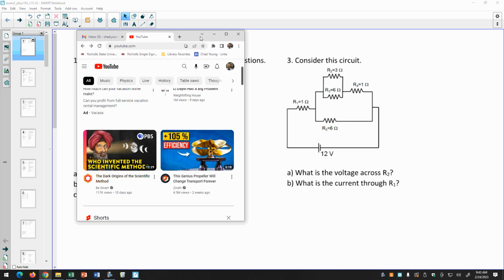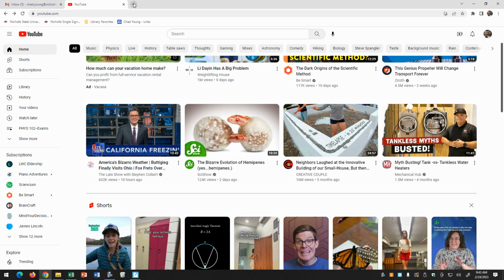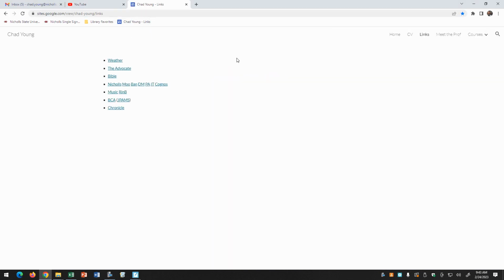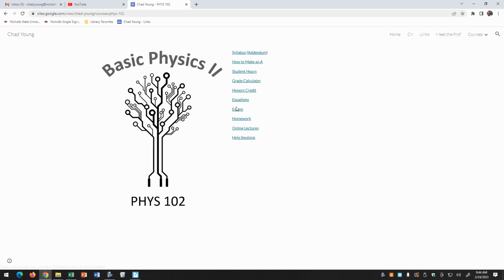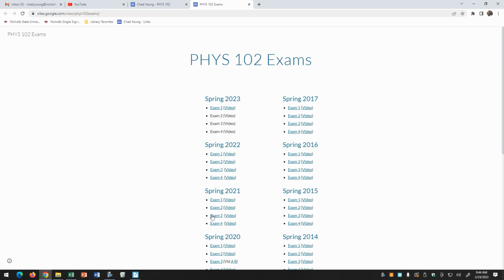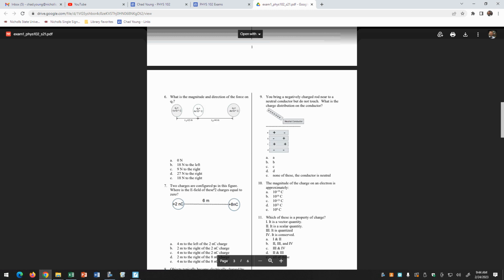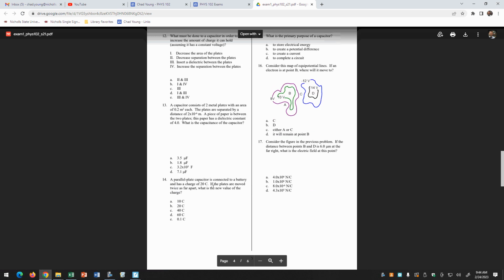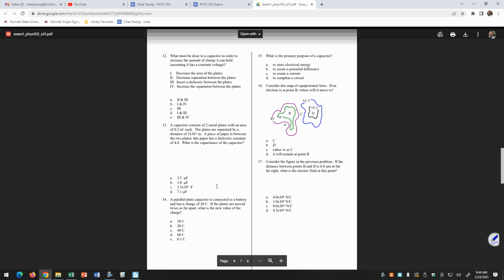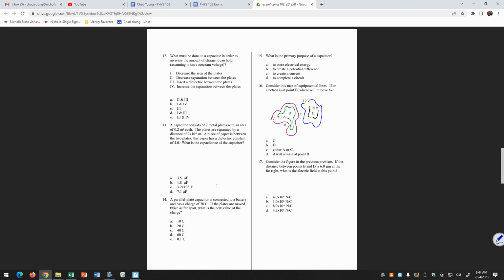So you go to the website, spring 19 and spring 21. So spring 21, if you notice on exam 1, there are, I think this is the one, yeah, there are a few questions about capacitors. So that's spring 21.